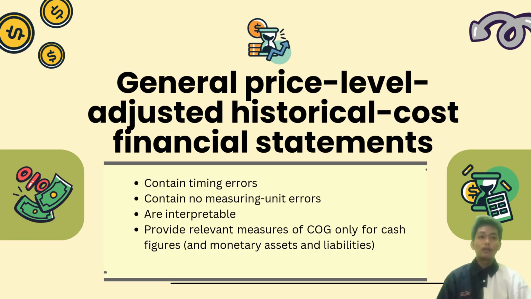So the next is general price level adjusted historical cost financial statement. The data contains error in the timing of recording, or timing errors, but doesn't indicate errors in the use of unit measurement, or measuring unit error. Remains reliability, interpretable and only provides a relevant measure of the cost of goods for items that are cash and monetary instruments such as assets and liabilities expressed in monetary units.